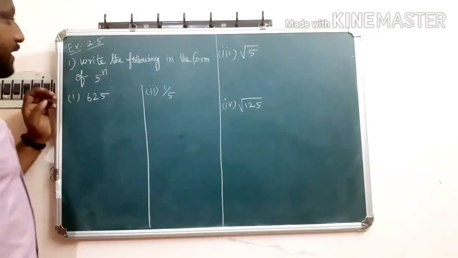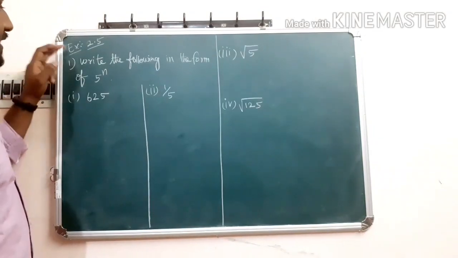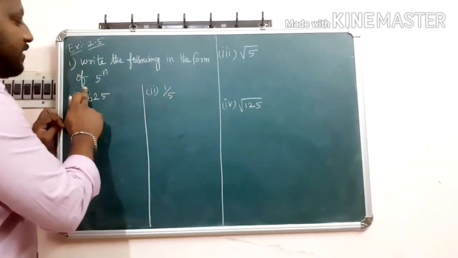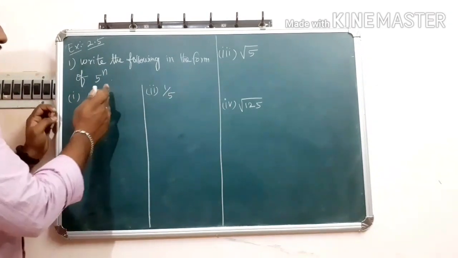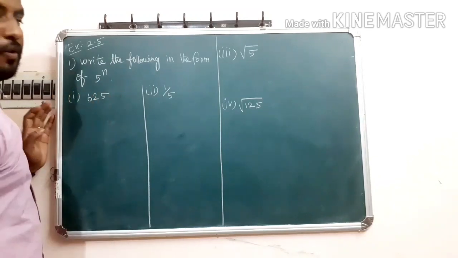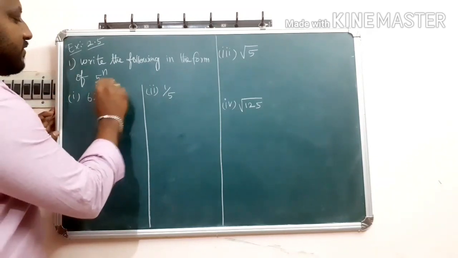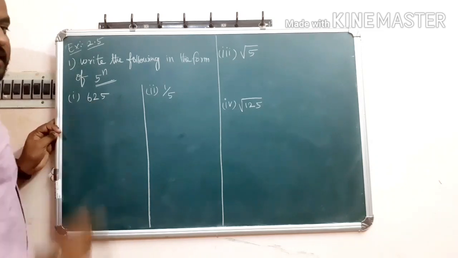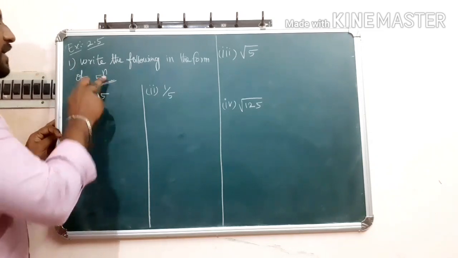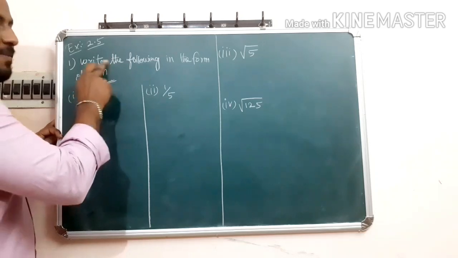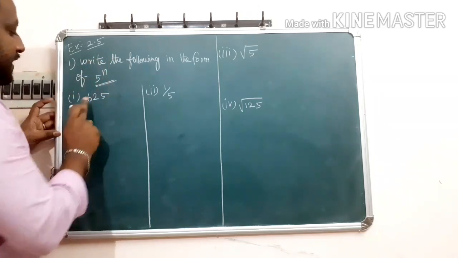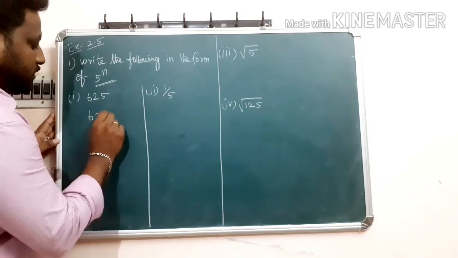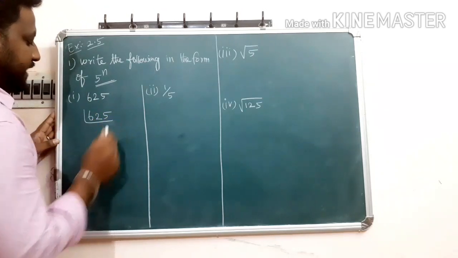Clear? And then we move on to exercise 2.5. First question, write the following in the form of 5 power n. We have to write the following questions in the 5 power n form. The first one is 625. 625 should be written as 5 power n. n must be a positive integer. Here the given number is 625. We have to divide it using the division method.